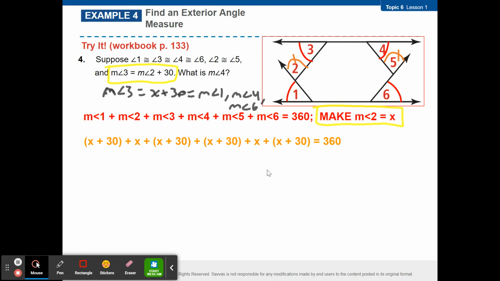Why don't you guys take a minute and solve for this? Tell me what you get for x.